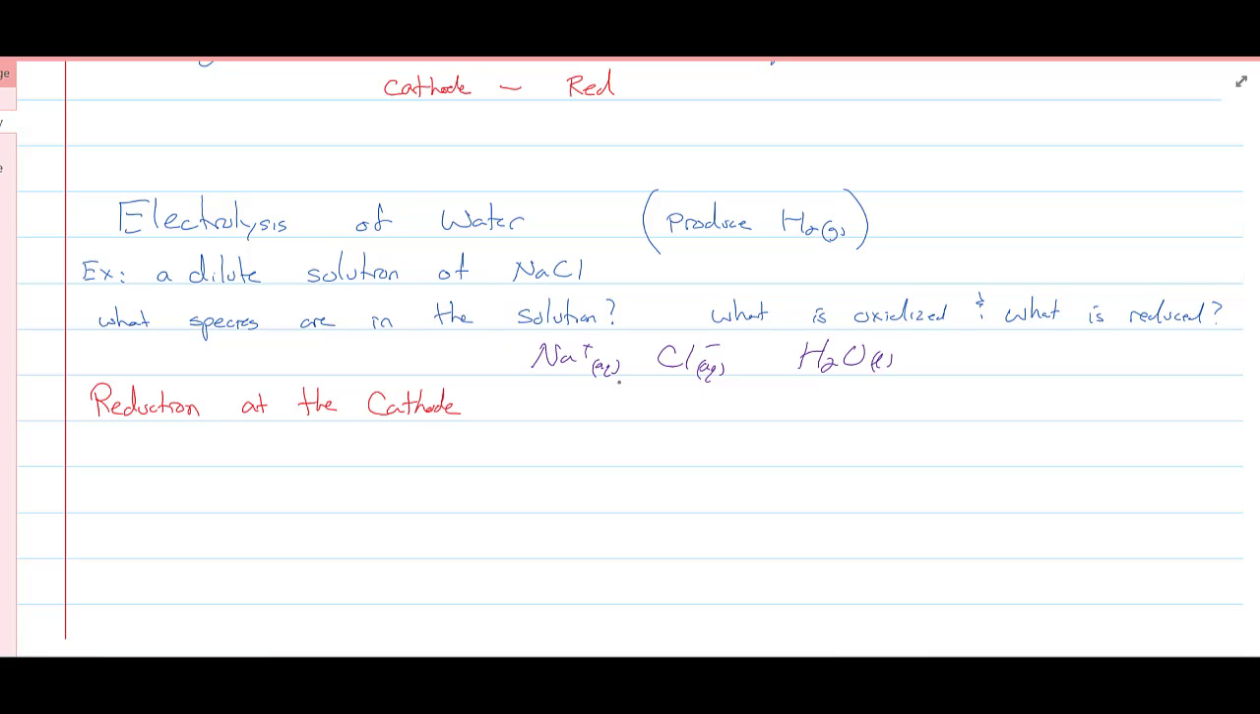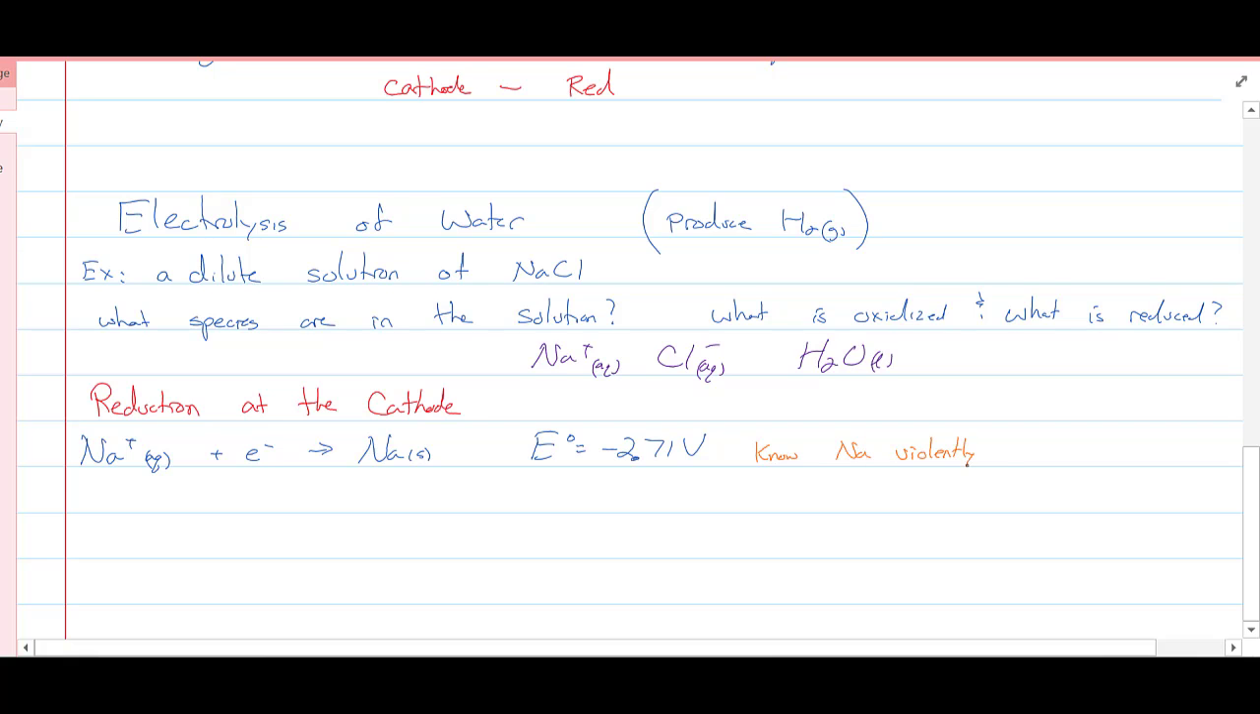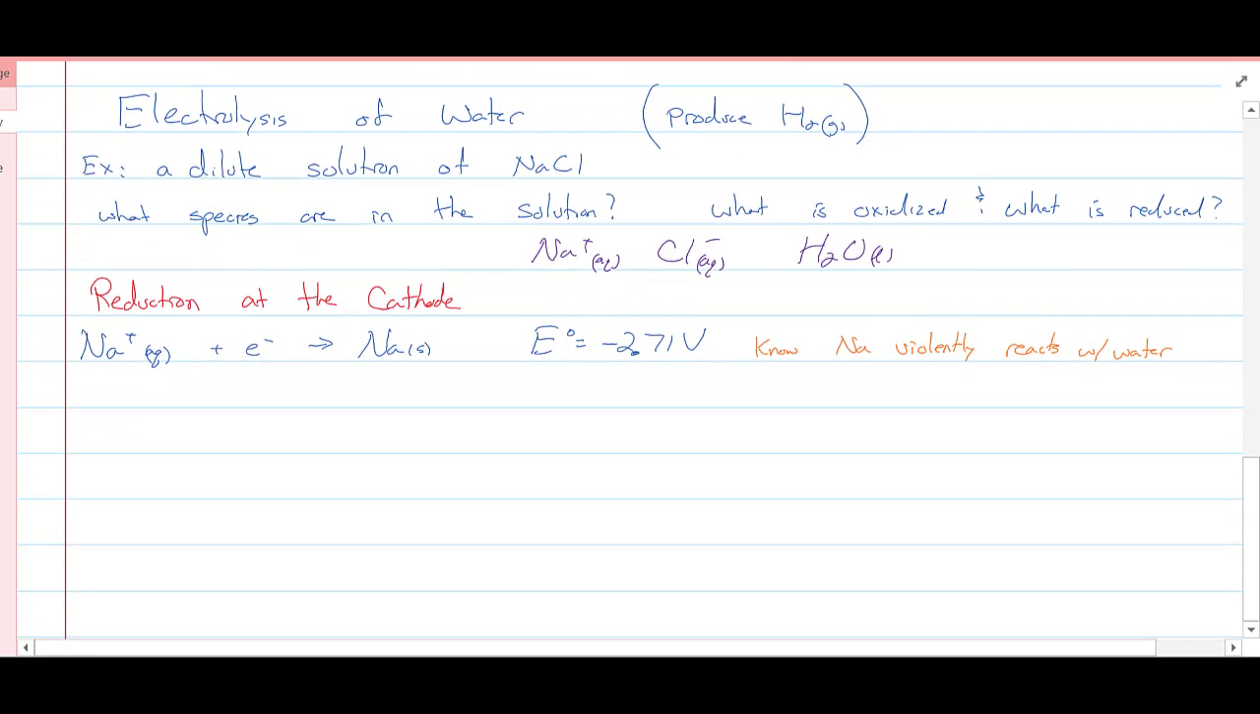What can we reduce? Well, we could potentially reduce sodium, Na+ aqueous, plus an electron going to sodium metal. And that cell potential is negative 2.71 volts. And the problem with sodium here is that we know Na violently reacts with water. So that's not going to happen, right? Sodium metal is not stable in water. None of the group 1 metals are.